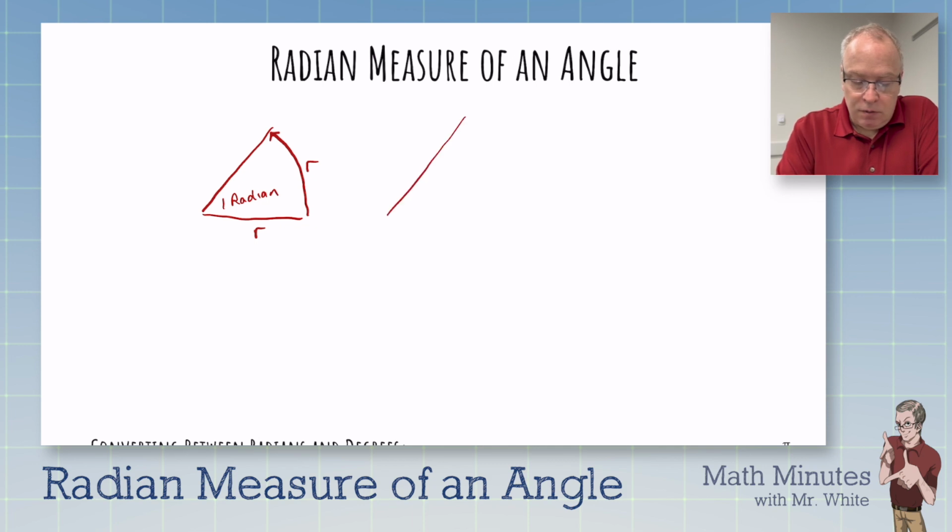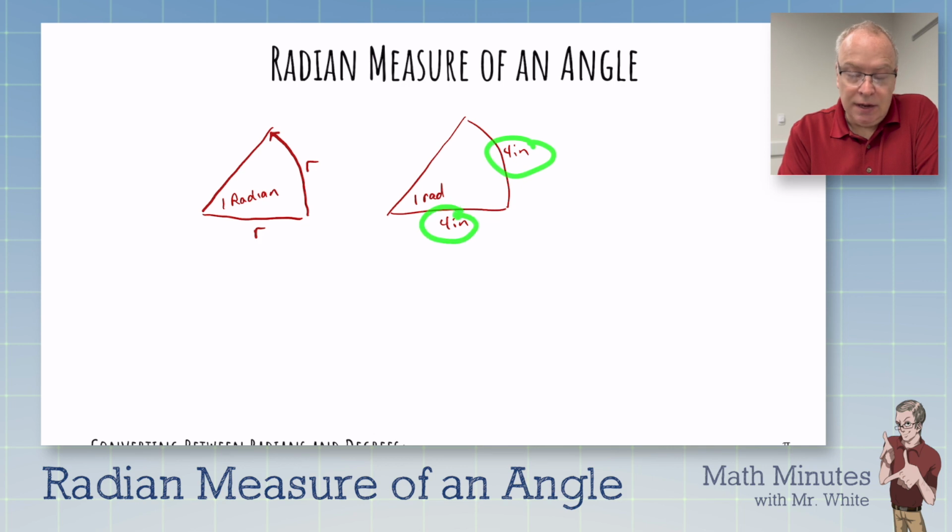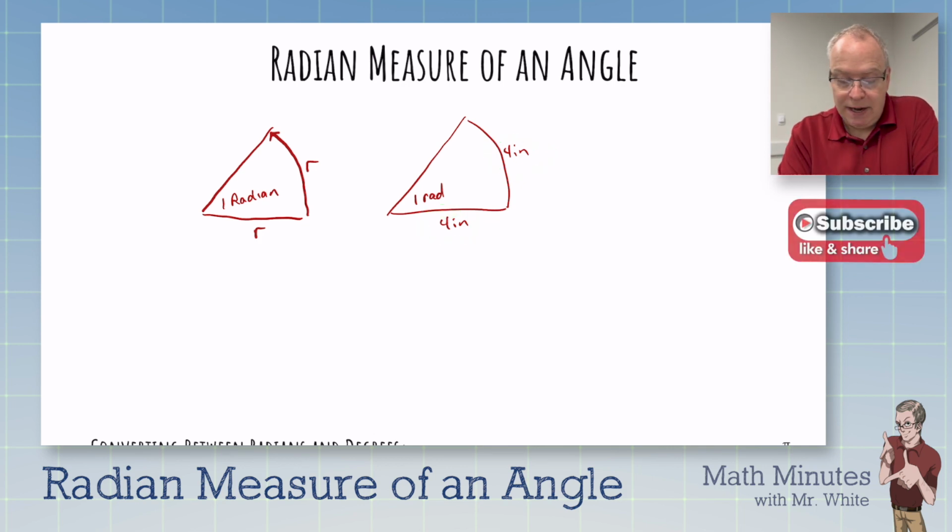So if I draw it again here, maybe this is like 4 inches. So if this is 4 inches, then we've just found 1 radian. So if the ratio of the arc to the radius is 1 to 1, then you've just defined 1 radian.